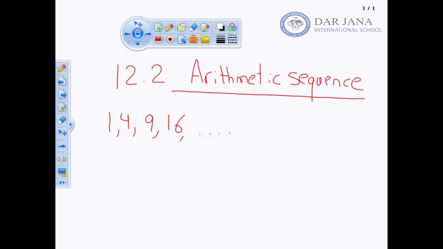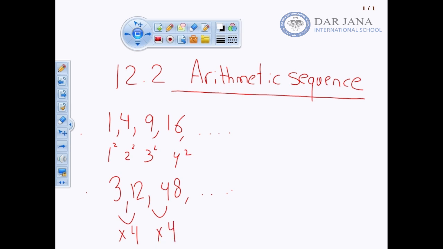Here we are doing square for each number. 1 squared, 2 squared, 3 squared, and 4 squared. This is the pattern. And let's take another example. 3, 12, 48. As you see here, every time you are multiplying by the same number. Times 4, times 4.